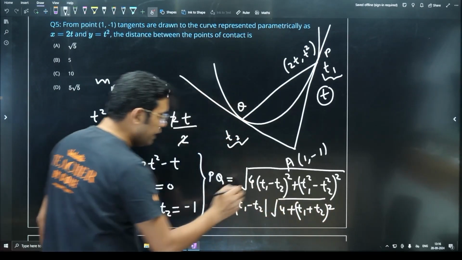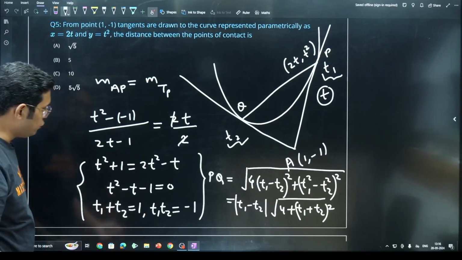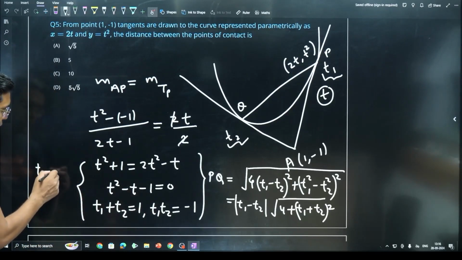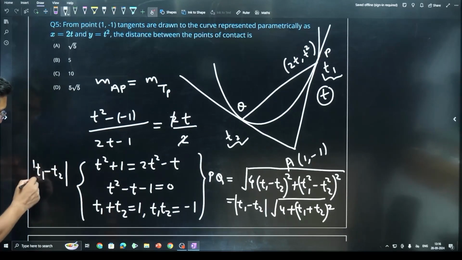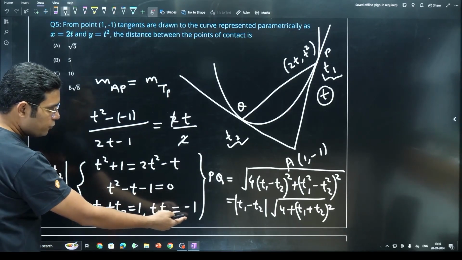Okay, now we need t1 minus t2. I think there is a result for difference of roots also, or you can use sum of roots, product of roots, and you can find t1 minus t2 will be equal to under root of this square minus 4 times this thing.